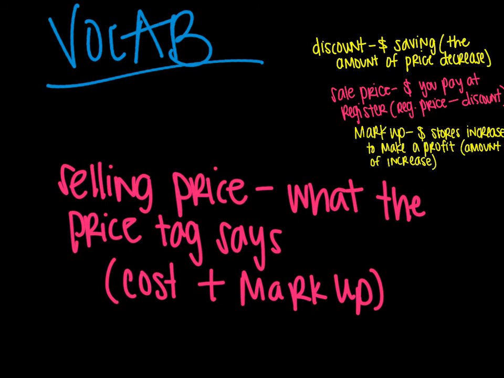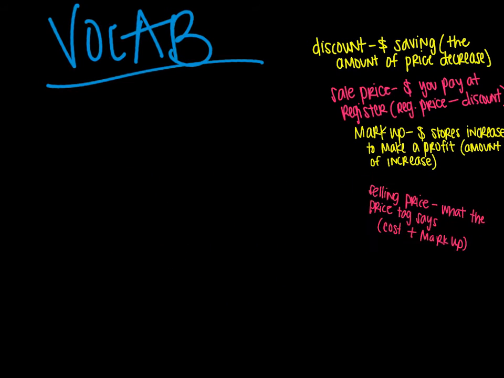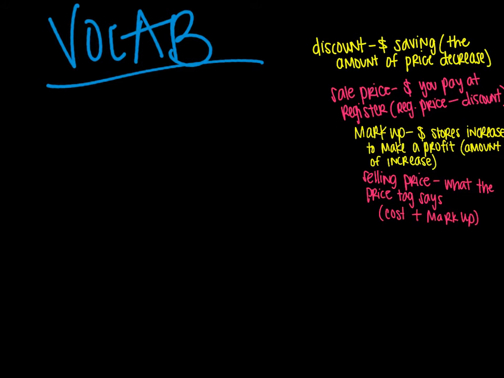Selling price is what the price tag says. When you walk into a store, they've already marked it up. That's their selling price. It's the cost that they pay for it plus the markup. That's going to give you the selling price. In other words, your price tag ticket.